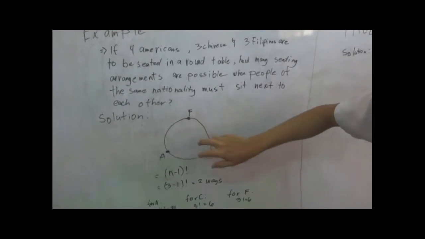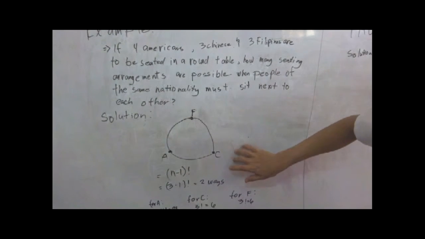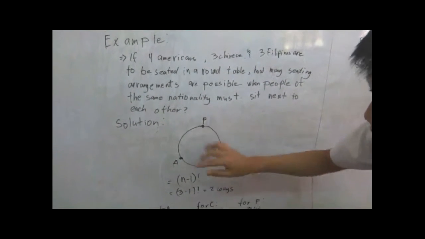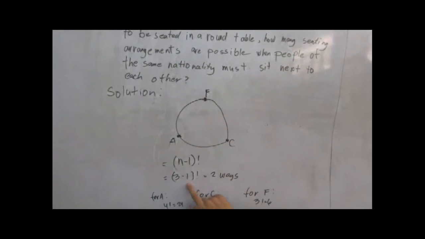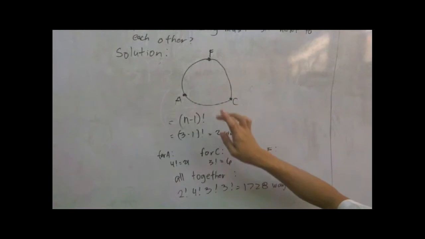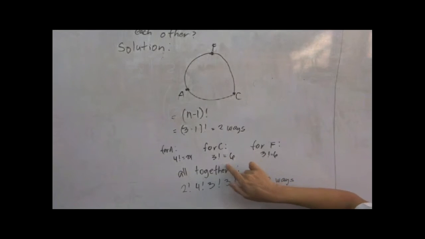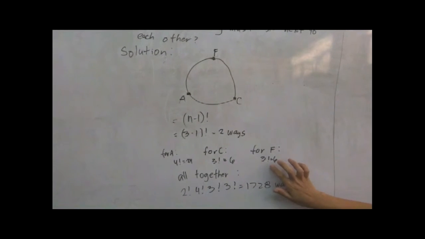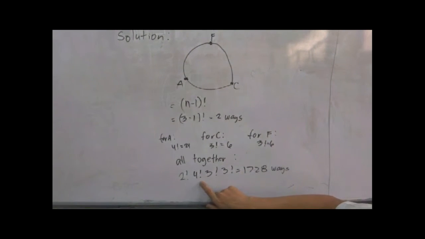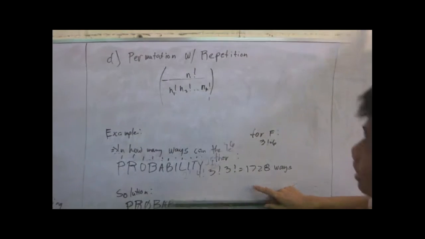Solution: suppose this is the table that they are sitting at. American, Filipino, and Chinese. We need to solve first the ways that they are arranged. 3 minus 1 factorial equals 2 ways. For Americans, 4 factorial equals 24. For Chinese, 3 factorial equals 6. And for Filipinos, 3 factorial is equal to 6. Altogether, 2 factorial times 4 factorial times 3 factorial times 3 factorial equals 1728.